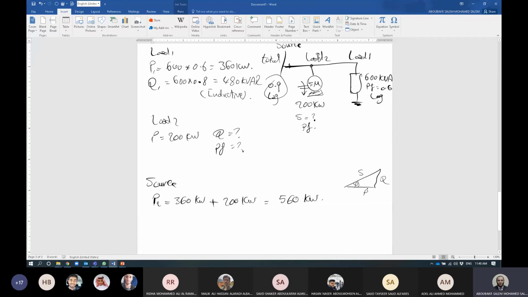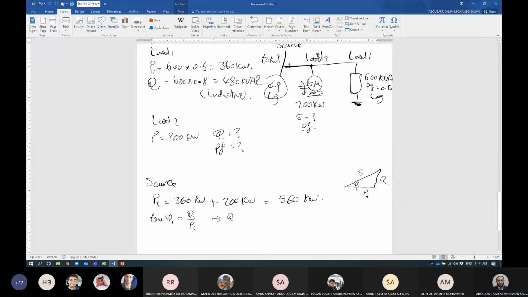B multiplied by tan phi, right or wrong? Yes. What is the value of tan phi? tan phi equals Q over P, right or wrong? Q over P. We can say here Q, of course we are speaking now about total. Q total and P total, and this is phi total.